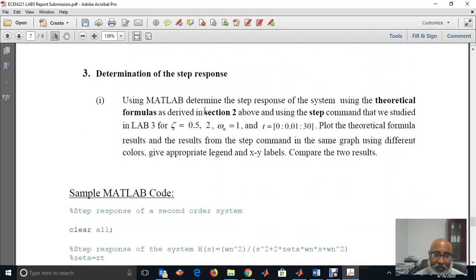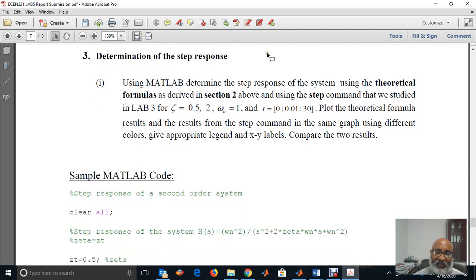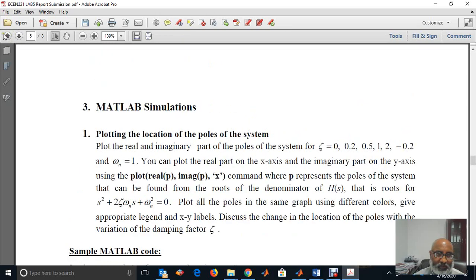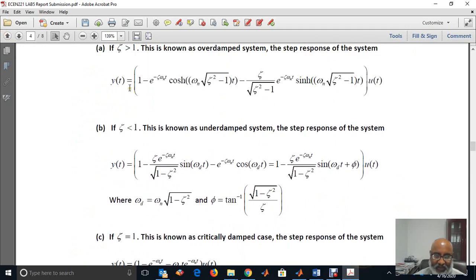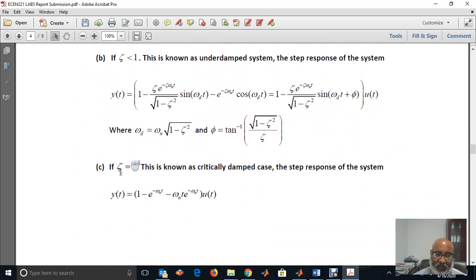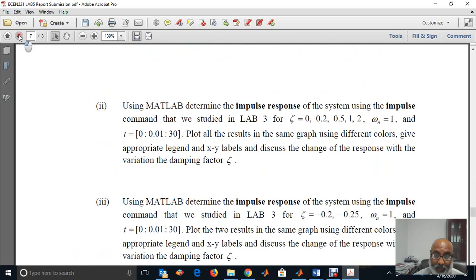The third part, the last part of the simulation, is the step response. What we did for the impulse response, we will also do for the step response. So we compare the theoretical result from the above equation as derived in section 2. Remember the formulas for the step response we derived for different zetas: part A for zeta greater than 1, part B for zeta less than 1, part C for zeta equal to 1. This is the theoretical formula.